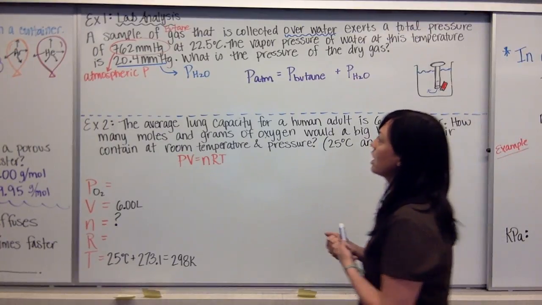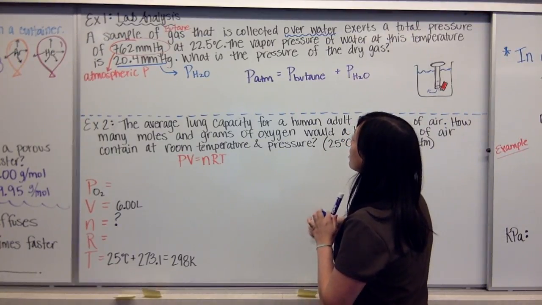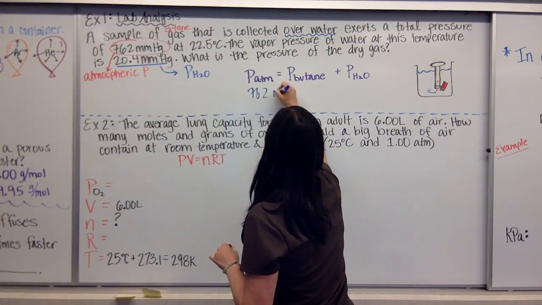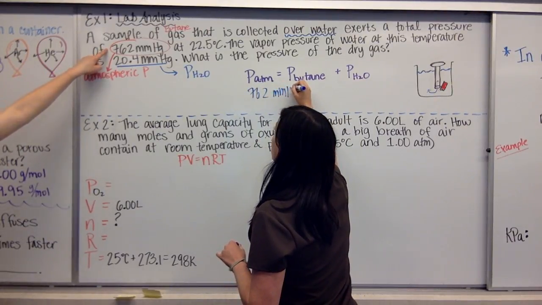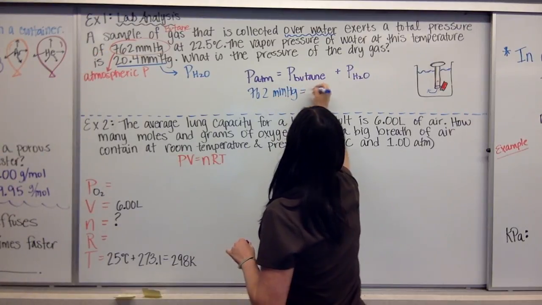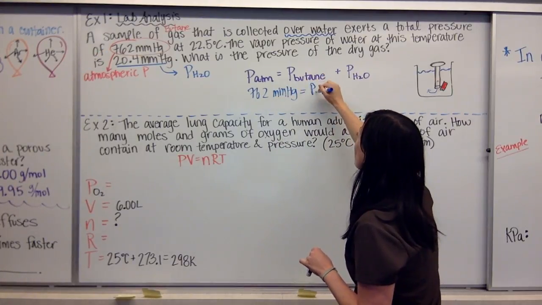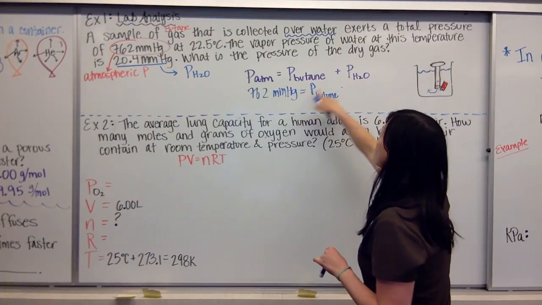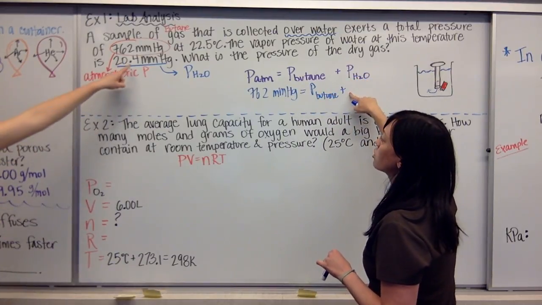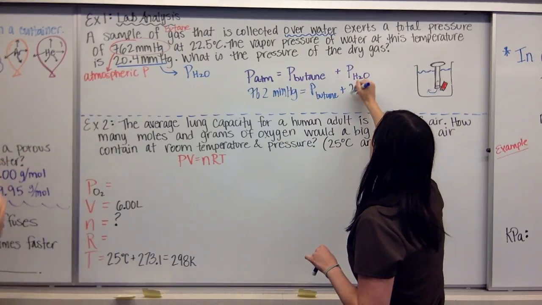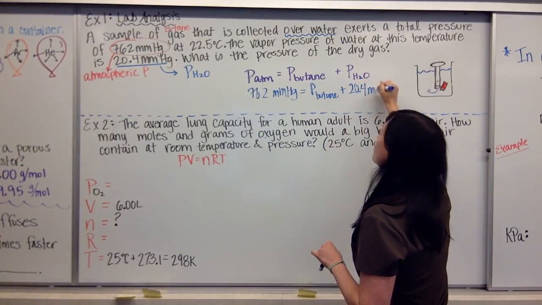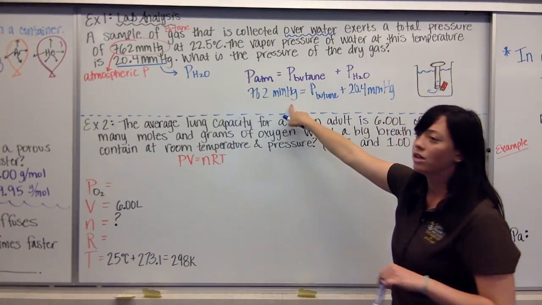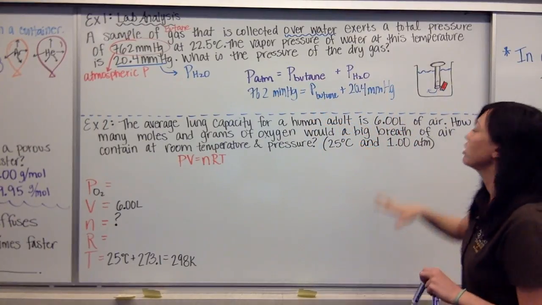So I'm going to say my atmospheric pressure is 762 millimeters of mercury, which equals my partial pressure of butane plus my partial pressure of water. Now you're like, wait, how did you figure out that those two add together to equal the 762? And I want to show you why.